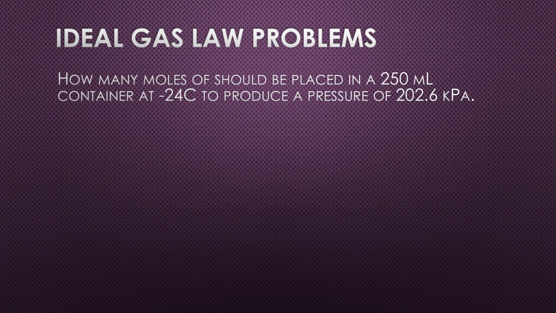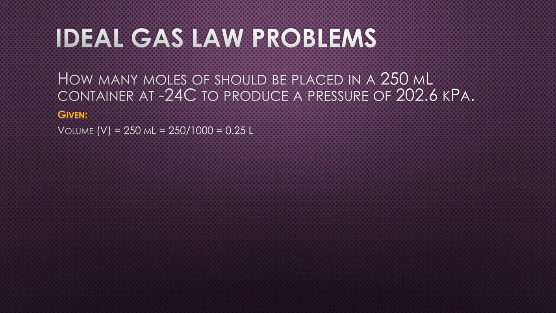Let's look at another question. Now, this question is asking how many moles of a gas should be placed in a 250 milliliter container at negative 24 degrees Celsius to produce a pressure of 202.6 kilopascal. First thing that we do, find what's given. So we are given the volume, which is 250 milliliter. Remember, that's not the unit that we need, so we want to convert that into liters.